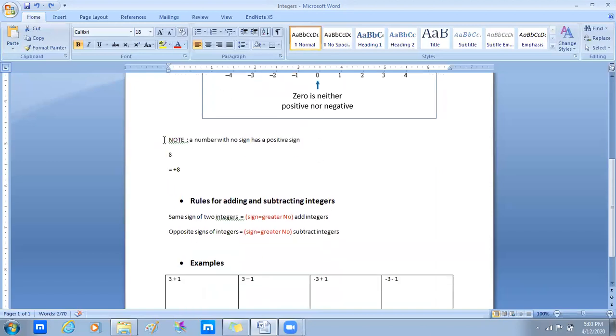So here is a note, as I have already told you, a number which has no sign with it, by default has a positive sign. Just look at the example. 8 is the number, there isn't any sign with it. So what will be the sign over here? It means that it has a positive sign. The sign is there.